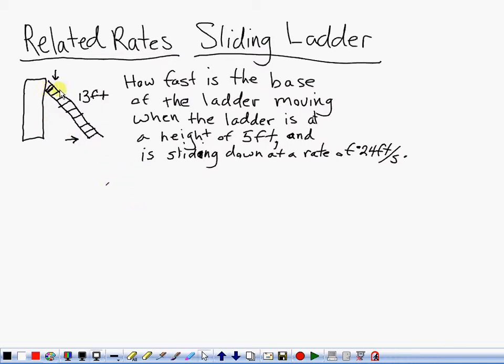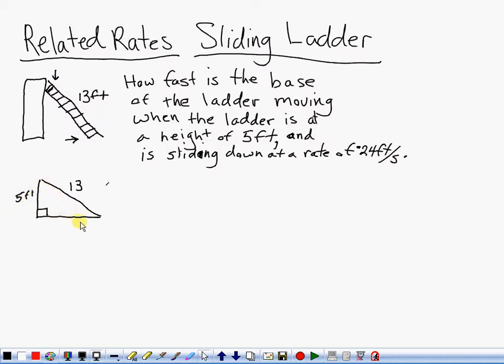If you were to look at this ladder, you can see that it resembles a right triangle. So we can use the Pythagorean theorem in order to come up with an equation to solve this problem. So let me draw the triangle. It's a right triangle. So the hypotenuse is 13. We want to know how fast this bottom is moving when the height, which represents this side of the ladder, is 5 feet. So we have 5 feet right here.